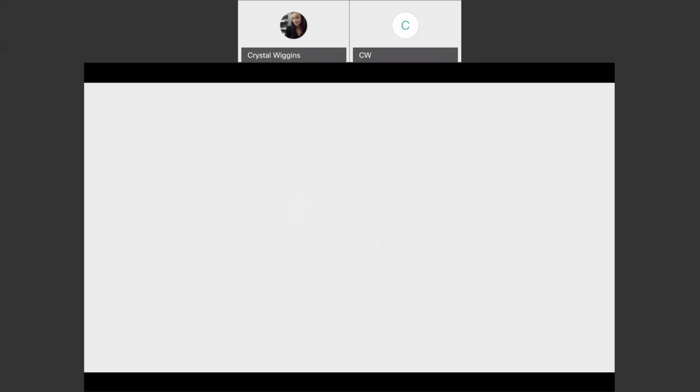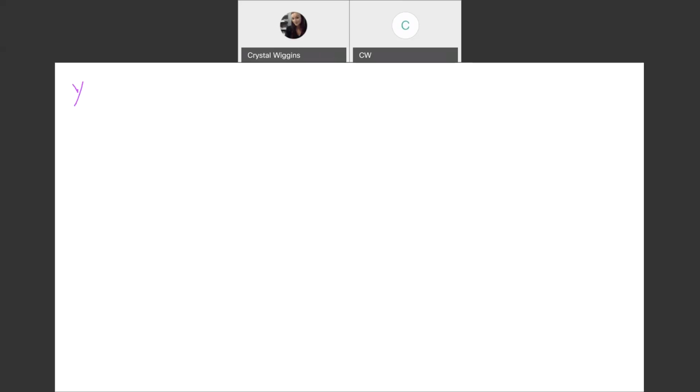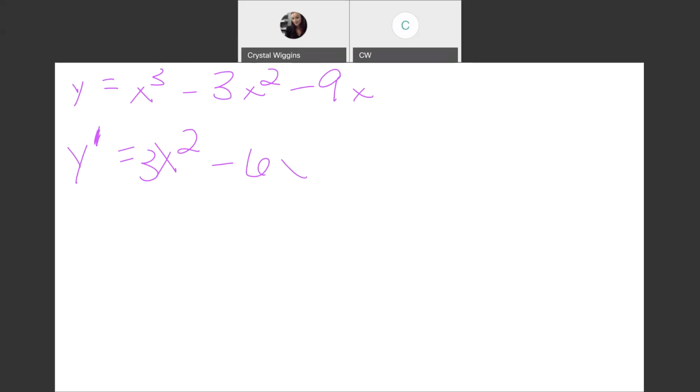Okay, so we're using the function y equals x cubed minus 3x squared minus 9x. Step one is to find the derivative. So y prime, we follow our power rule. We bring the 3 down in front and subtract 1. So we get 3x squared as the derivative of the first term, negative 6x as the derivative of the second term, and negative 9 for the third.